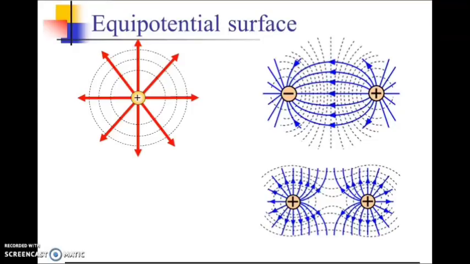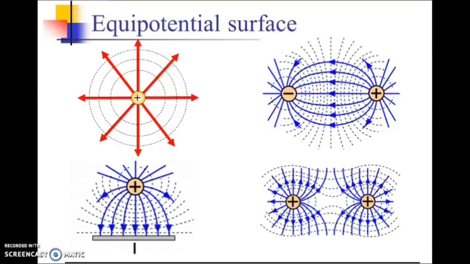Now let's look at one more example here. Here we have a positive charge and then a conductive sheet at the bottom. Now we haven't yet talked about electric potential on the conductive sheet, and this is actually one of the next topics of this lecture.